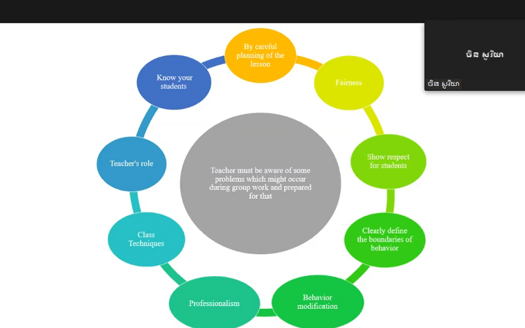Making or applying group work requires very careful planning, because if you don't plan well, the group work won't work well, and it will take time, and you might not finish a group discussion or any group work in a single hour.